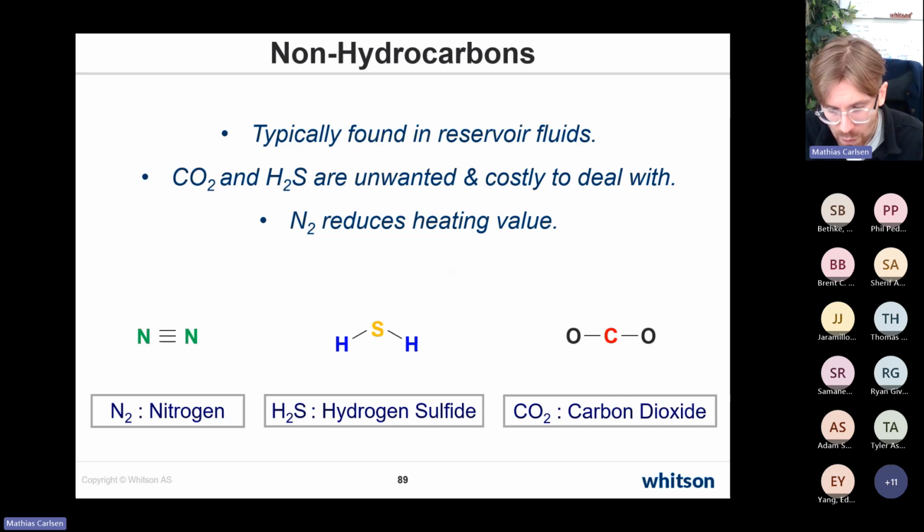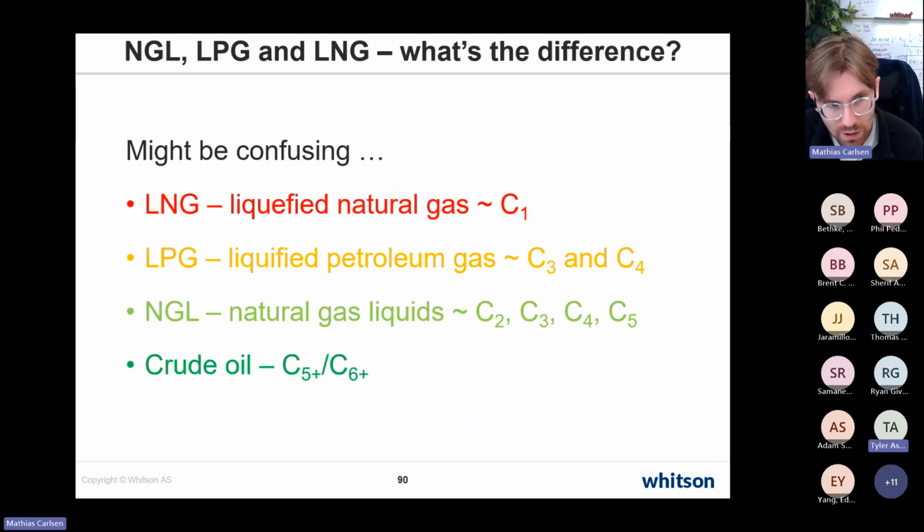I'm also very confused many times between all the different abbreviations when it comes to NGLs, LPGs, LNGs, etc. So we also have a little slide just covering what is actually the difference. LNG is just liquefied natural gas, so that's C1. LPGs are typically just C3 and C4. NGLs will be these components from C2 to C5. And crude oil will typically be components that are heavier than C5.